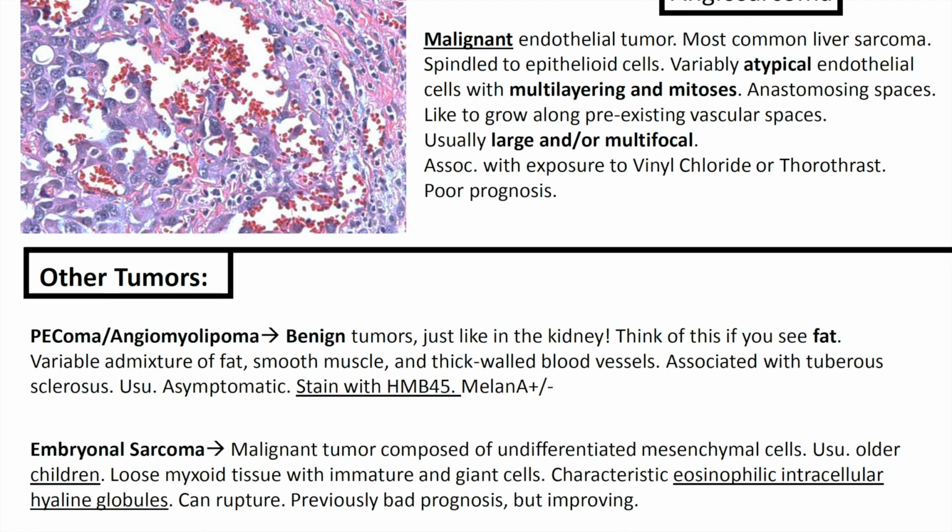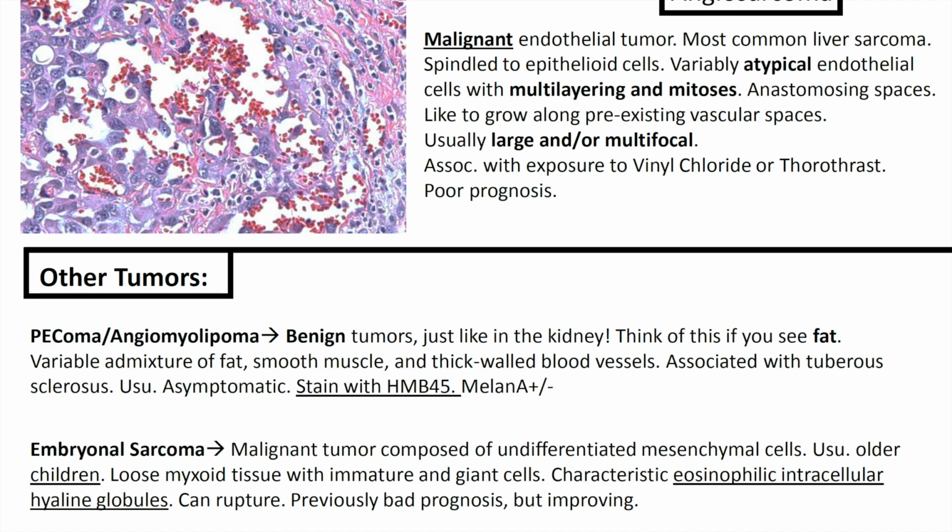So some other tumors to consider, you have a PEComa or angiomyolipoma, which is a benign tumor, just like in the kidney where we have an angiomyolipoma. And think of this process if you see fat, and you're going to typically see a variable admixture of fat, smooth muscle, and thick-walled vessels, just as the name would suggest, right? Angio, myo, lipoma. So angio, thick-walled blood vessels, myo, smooth muscle, lipoma, admixture of fat.